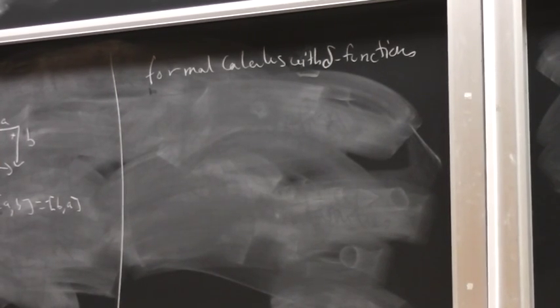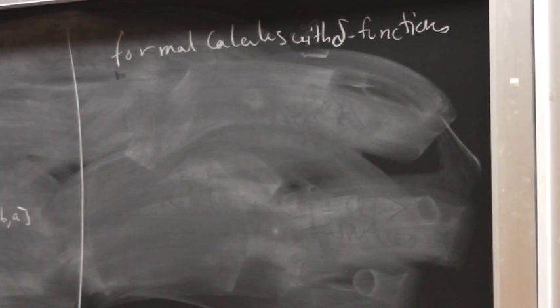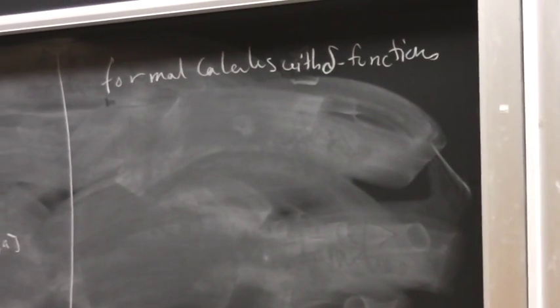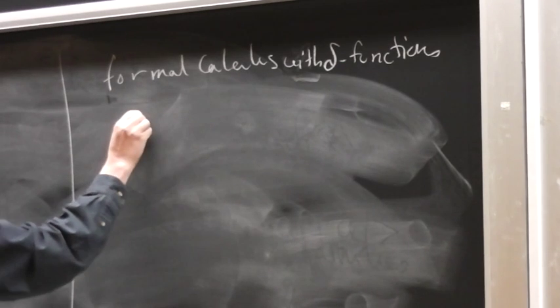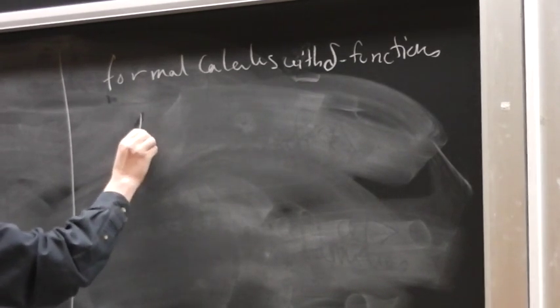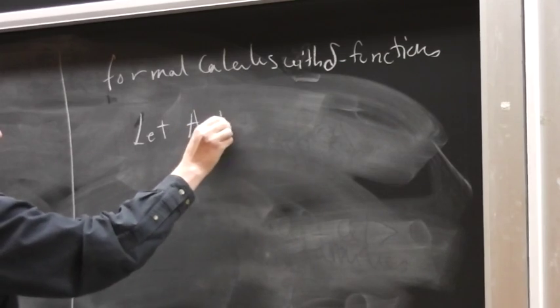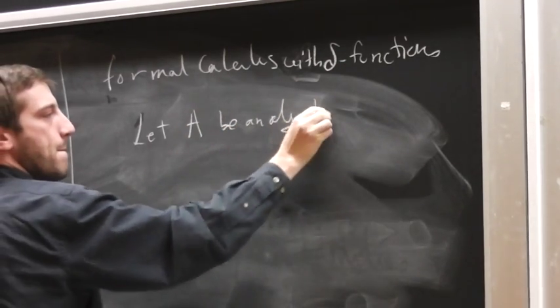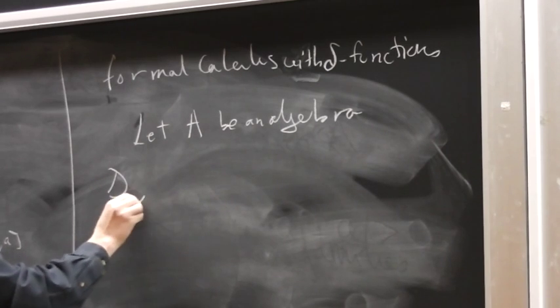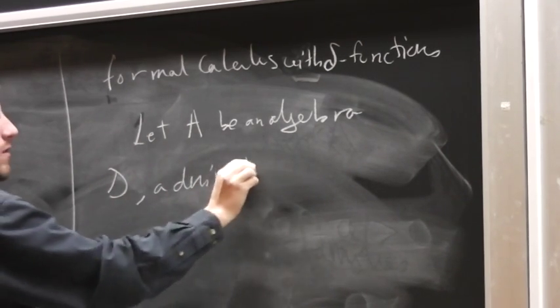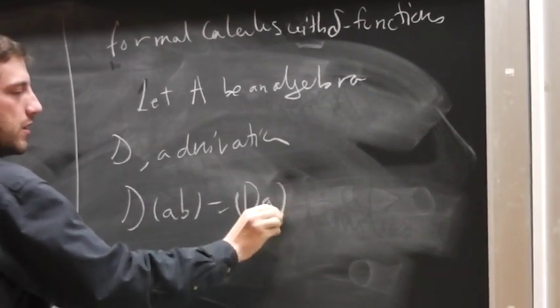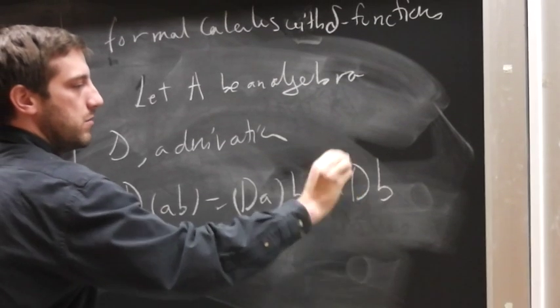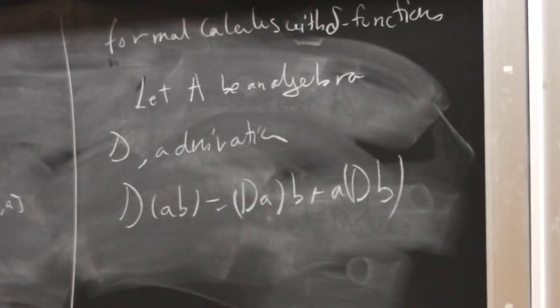So in order to even state anything formal algebraic, we do a little bit of preliminary formal work. First of all, if I have a derivation of an algebra, so let A be an algebra, and capital D a derivation. So D of AB equals D of A times B plus A times D of B. That's all that means.